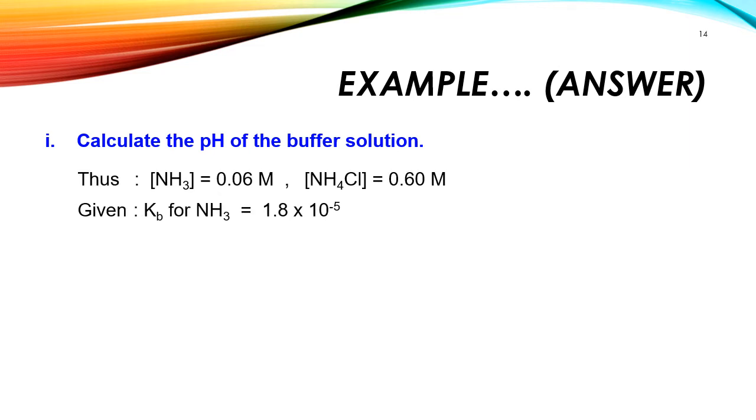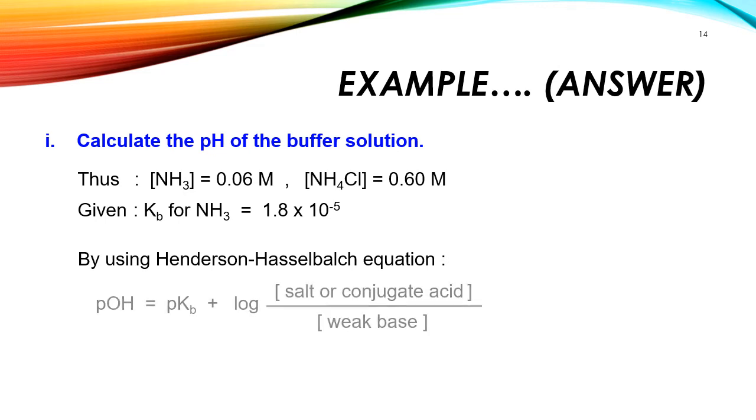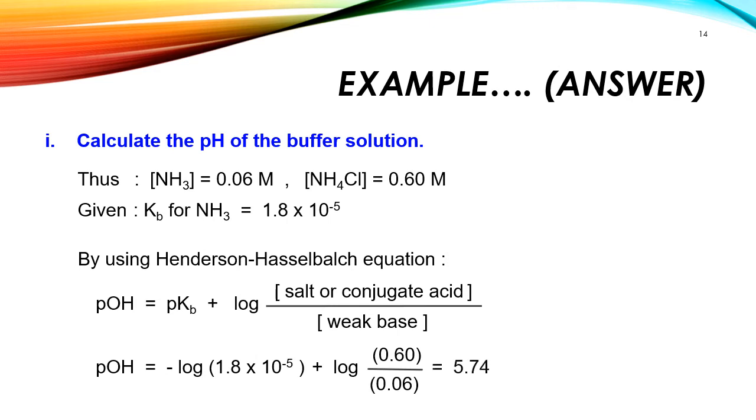From the concentrations obtained, we can determine the pH of the buffer solution. By using the Henderson-Hasselbalch equation for a basic solution, the substitution will obtain a pOH that equals 5.74. To determine the pH of this solution, we can use the formula pH equals 14 minus pOH. Thus, we obtain a pH value of 8.26.